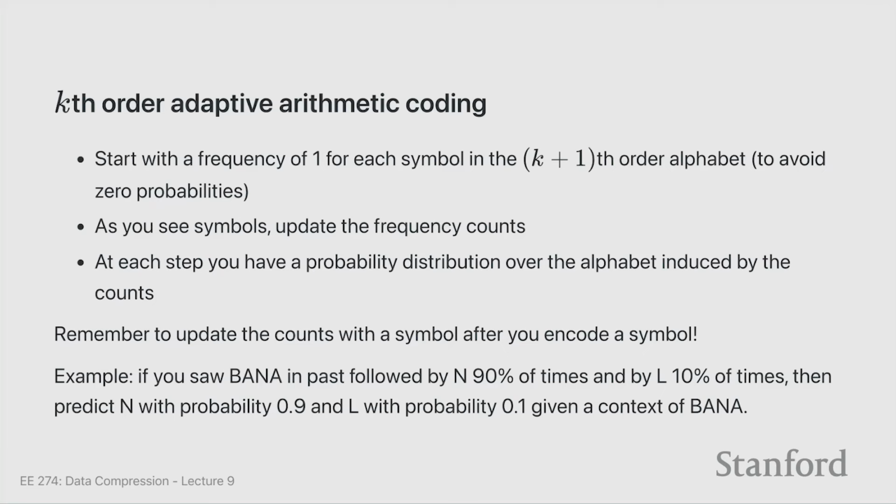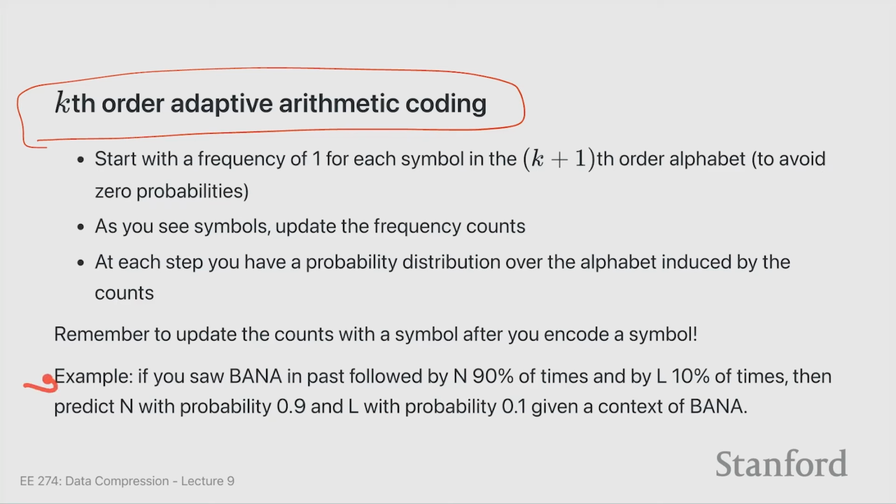Okay. So this is kth order adaptive arithmetic coding. What you are trying to do here is learn a kth order model for your data as you go through the data. Let's just read the last line. Don't look at the rest of it. I think you will understand the rest from the example.